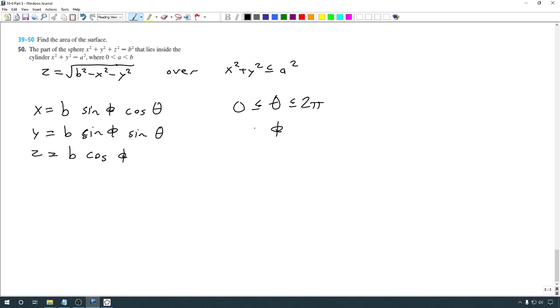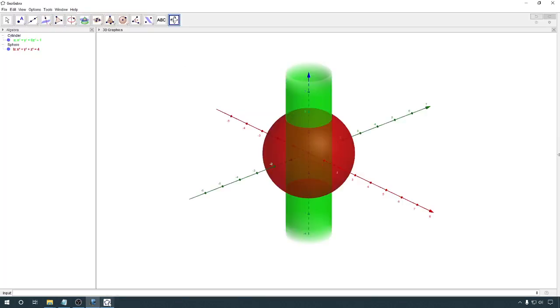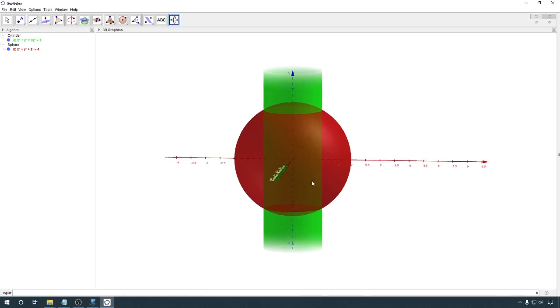But phi is actually going to be the trickier one. So remember, phi equals 0 is the positive z-axis. We're essentially going to go from the positive z-axis out until we hit where these intersect. We want to figure out exactly where these actually intersect. What value of phi are we going out to? And that actually kind of comes down to triangles.